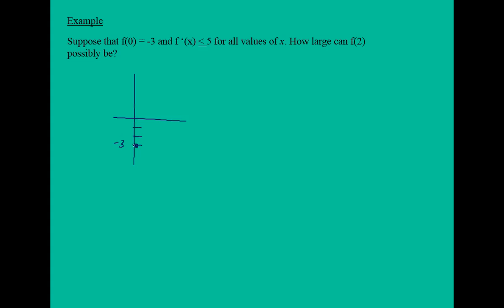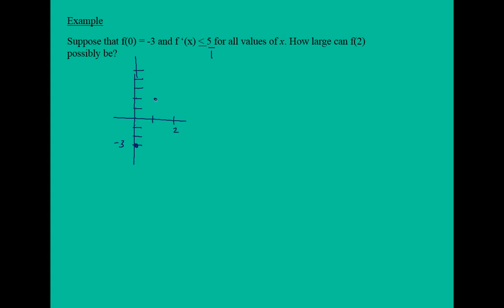And it says f prime of x is less than or equal to 5. That's telling me the slope of the tangent line is less than or equal to 5 for all values of x. So it can't increase faster than 5. How large can f of 2 be? Well, if the maximum that this function can increase is 5, which means 5 over 1, it could go up 5 units. So it could go up 1, 2, 3, 4, 5, and over 1.